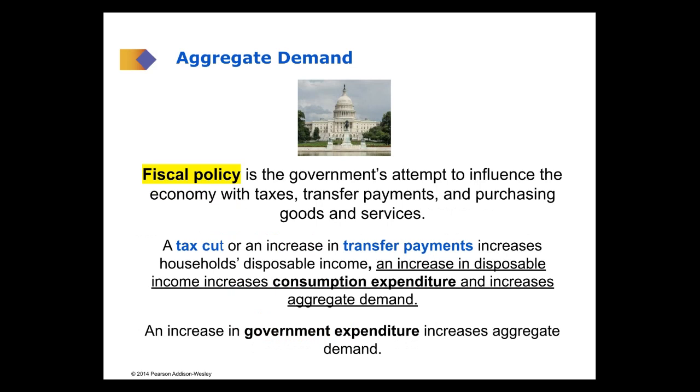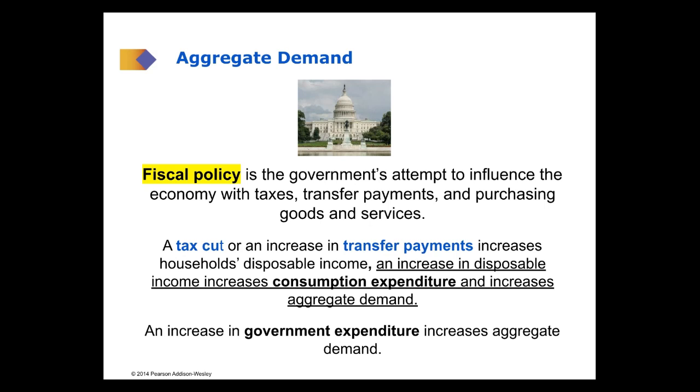And so they might spend money themselves on infrastructure and goods and services, or they might use tax policy or transfer payments as a way to put more money into the hands of the public and therefore allow them to spend more. So a tax cut means people will get to keep more of their own money. It's like having an increase in income, and so aggregate demand would increase if there were a tax cut. This is also true for an increase in transfer payments.